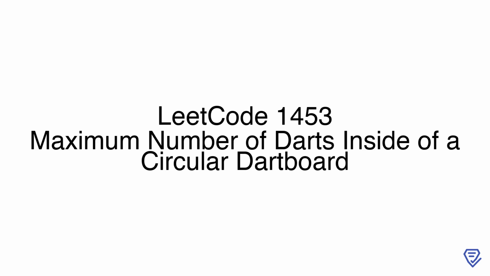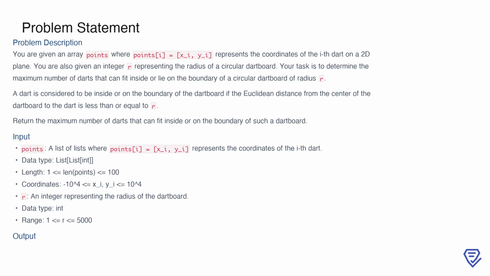Welcome! In this session, we'll explore a fascinating computational geometry problem titled Maximum Number of Darts Inside of a Circular Dartboard. We'll break down the problem, examine potential approaches, and ultimately identify an efficient solution. Let's get started. The problem involves determining how many darts can fit inside or exactly on the boundary of a circular dartboard. Each dart is represented by a coordinate on a 2D plane, given in the points array.